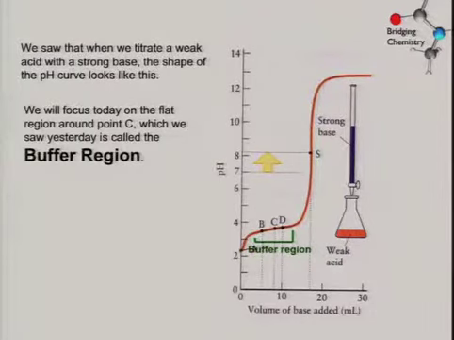What we want to do today is look at this little bit where the pH flattens out on the way to the equivalence point. I think we're also going to look at the equivalence point a little bit, but mostly we're going to be focused on this flat region, which is called the buffer region.